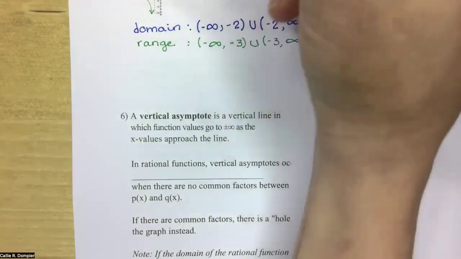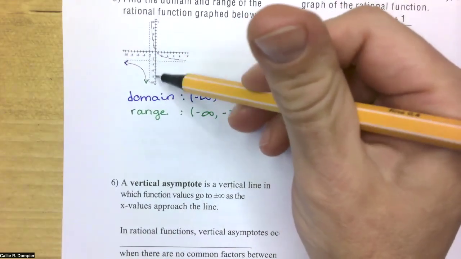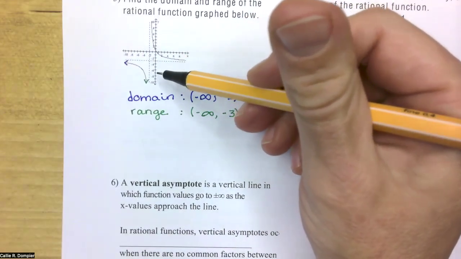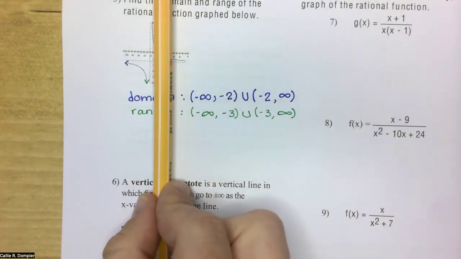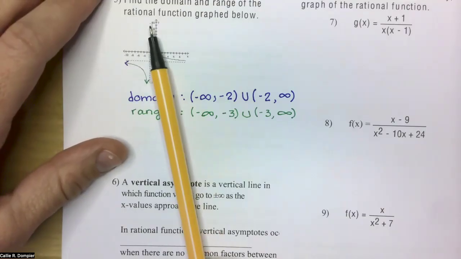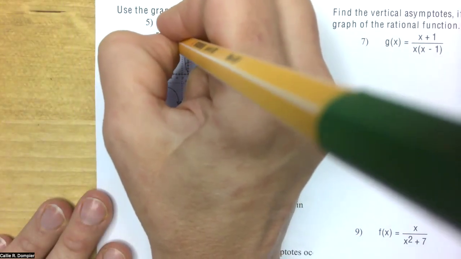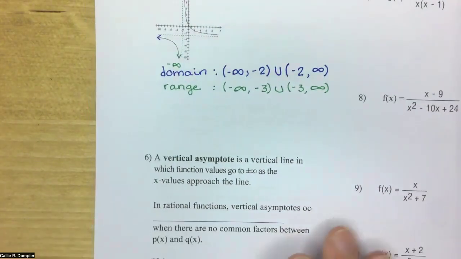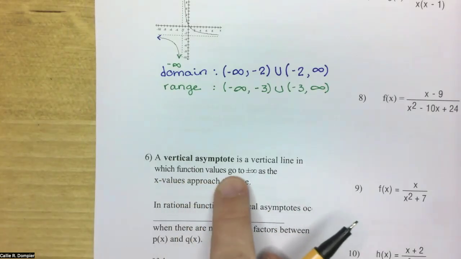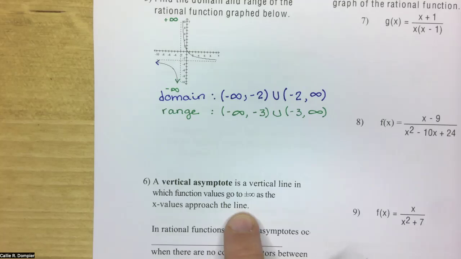A vertical asymptote is this dashed line, a vertical line in which the function value goes to infinity on the y-axis. So this is going towards positive infinity, right? Down here is going towards -infinity. So it's a vertical line in which function values go to plus or minus infinity as the x value approaches the line, but it will never touch the line, okay?